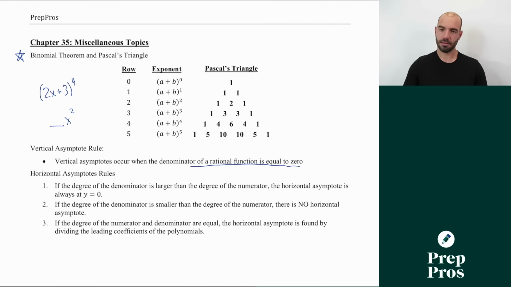And finally, less commonly tested are our horizontal asymptote rules here. Again, not overly concerned with those, but you can memorize those.